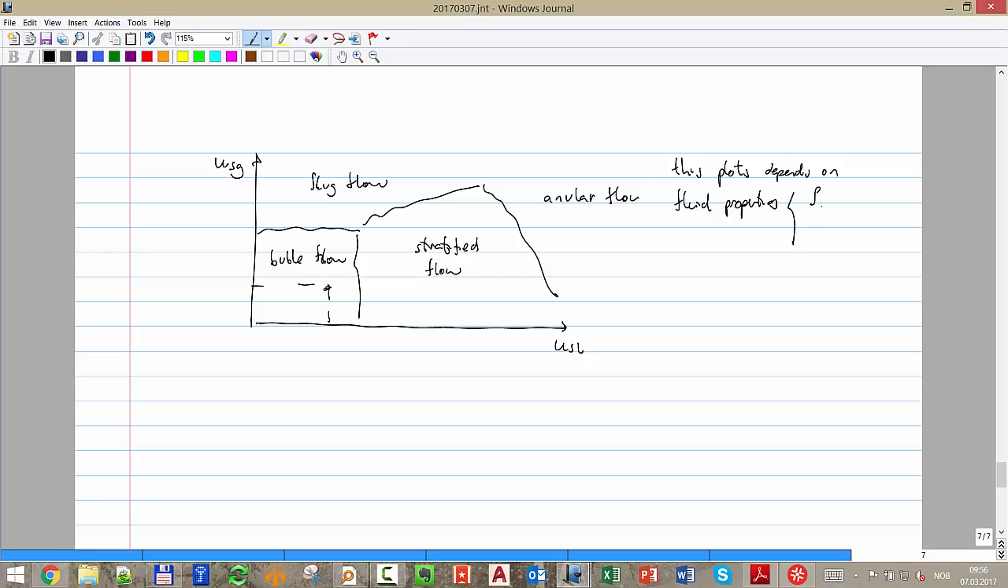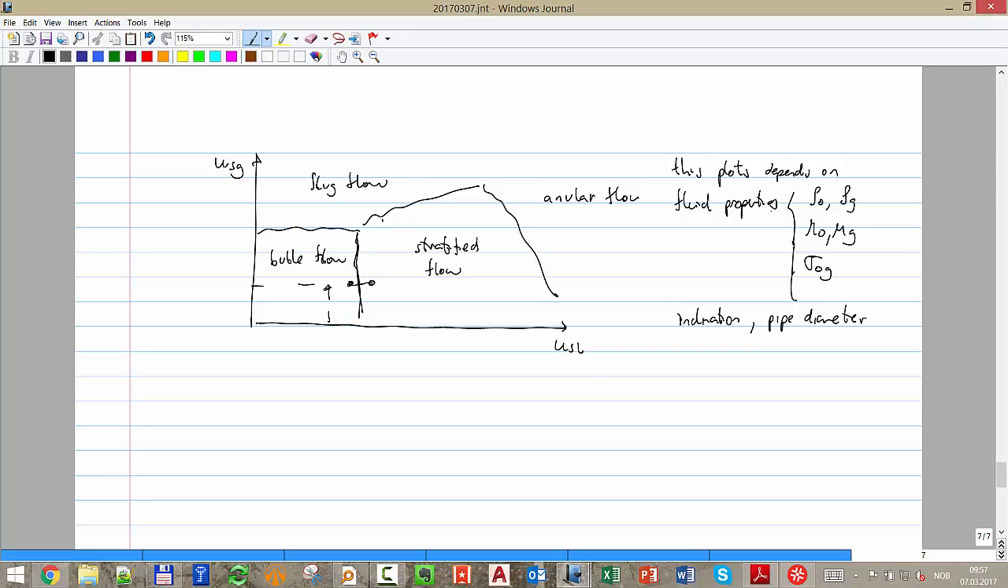That means density of the oil, density of the gas, viscosity of the oil, viscosity of the gas, and the interfacial tension between oil and gas. What else? It depends also on the inclination and pipe diameter. So it's not very universal, especially the transition between them. If you jump from here to here, you will have a change in the flow pattern.